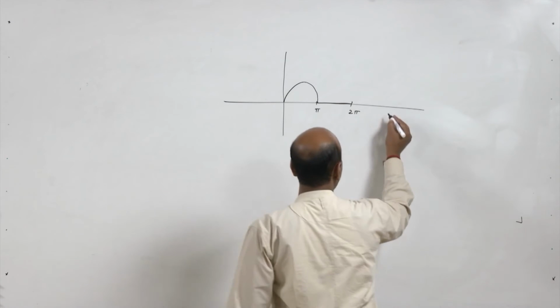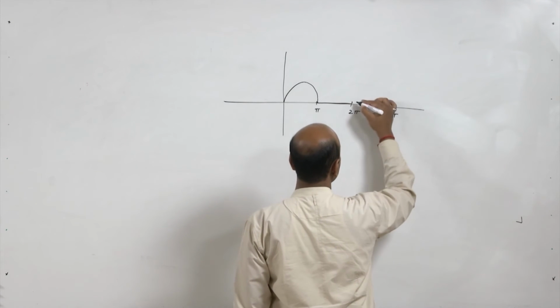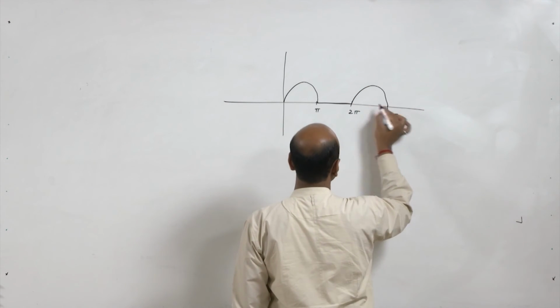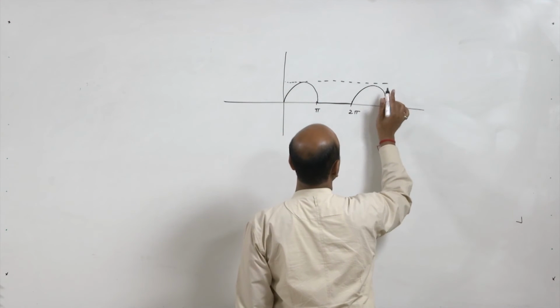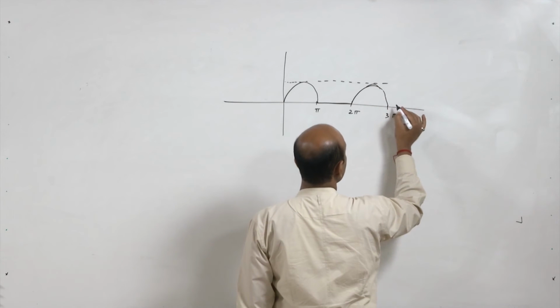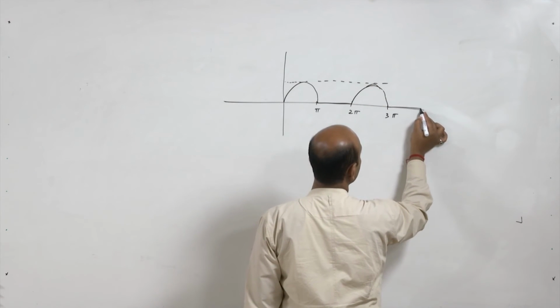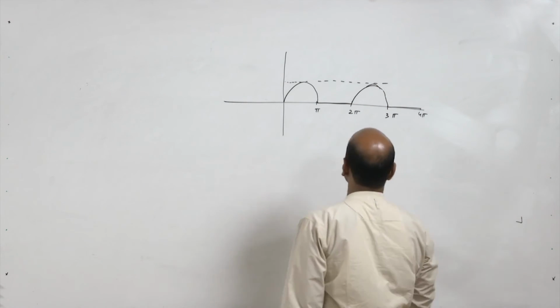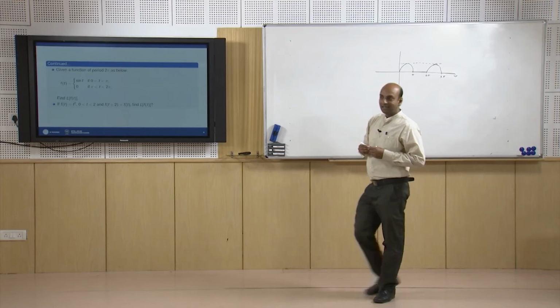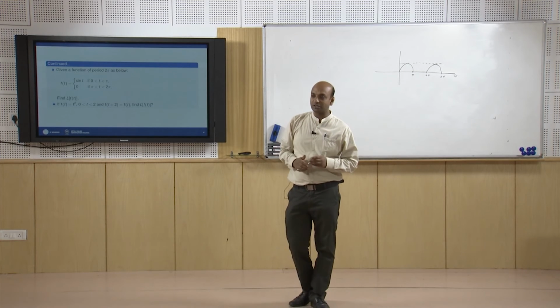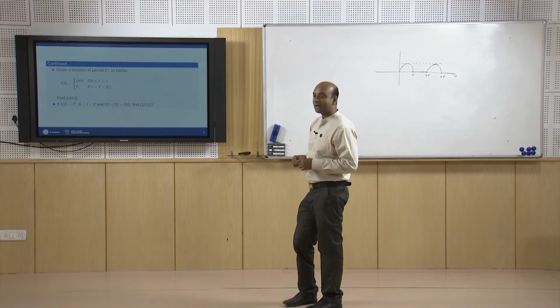So, from 2 pi to 3 pi it is sin t, having the same heights, and from 3 pi to 4 pi it is 0. Again from 4 pi to 5 pi it is sin t, and from 5 pi to 6 pi it is 0. So how to find the Laplace of this function?